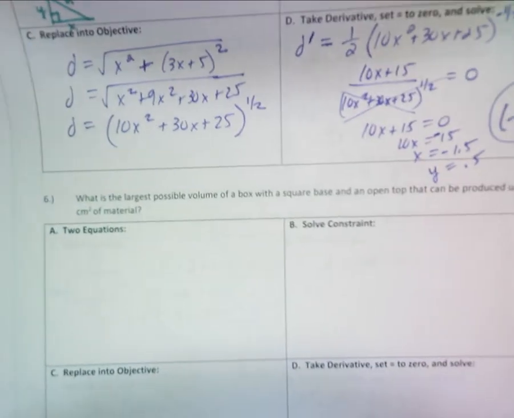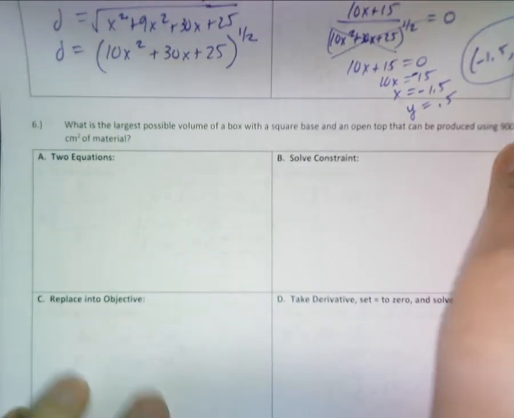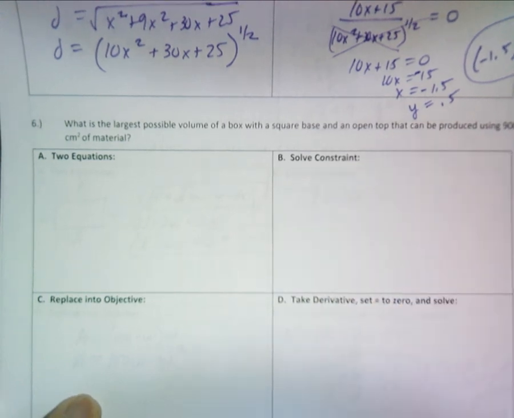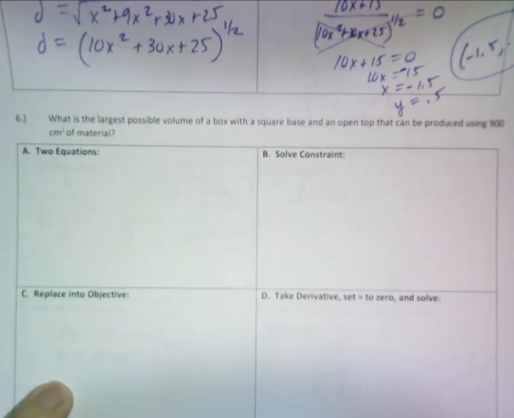Number 6. What is the largest possible volume of a box with a square base and an open top that can be produced using 900 centimeters squared of material? Same as the other one. No, it's not. No river, not like the river.